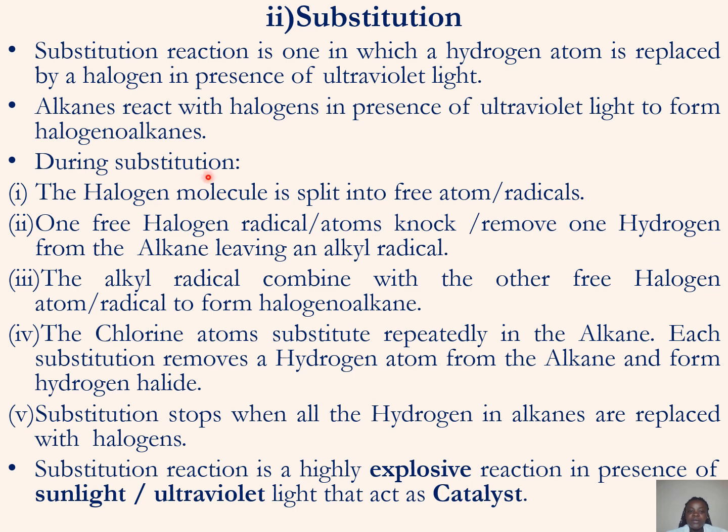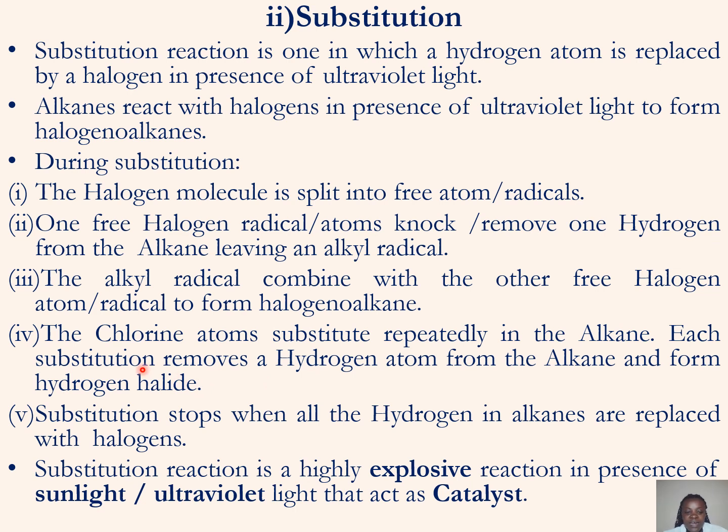The second thing, one free halogen radical will remove one hydrogen from the alkane, leaving an alkyl radical. So that one free halogen will remove the hydrogen from what? From the alkane. Then the alkyl radical combines with the other free halogen to form a halogenoalkane. So one halogen radical will combine with the hydrogen that has been removed, and the other halogen will combine with the alkyl that has been formed in the alkane.